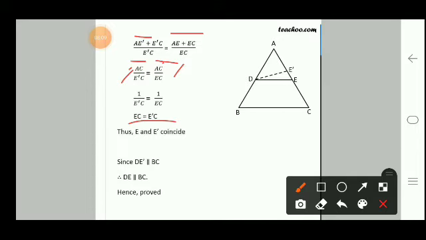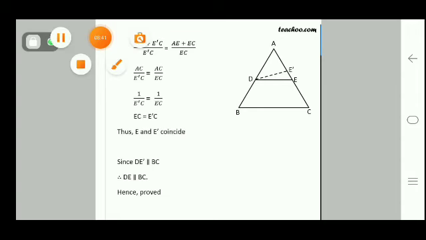This is only possible when E and E dash coincide, meaning they are lying on the same point. So these are not two different points, they are one point only. Since DE dash is parallel to BC, therefore DE is parallel to BC. It means if a line divides two sides of a triangle in the same ratio, then it is parallel to the third side. So in this way we have proved this.